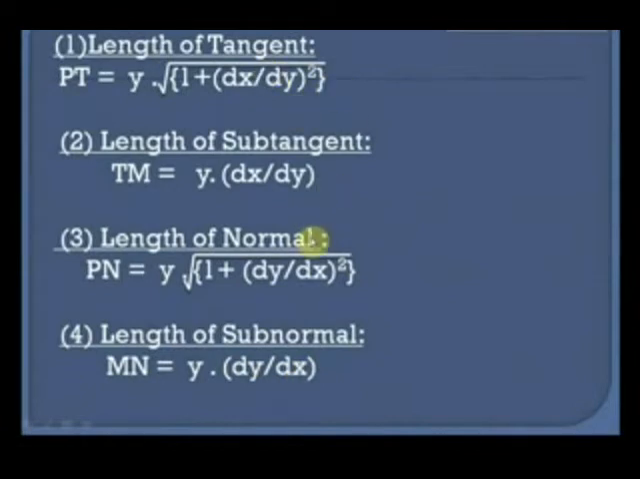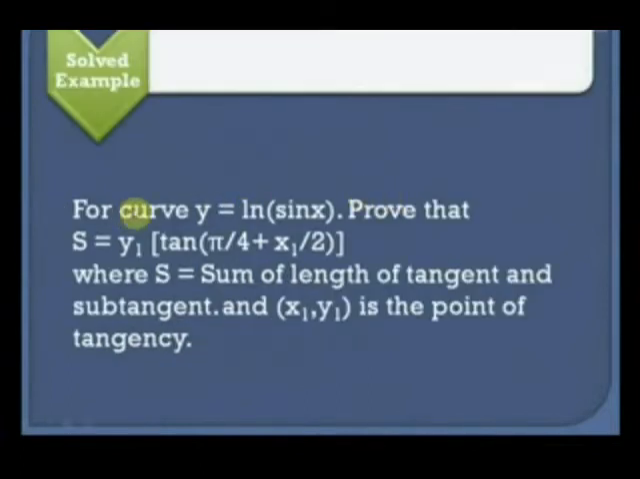So these are the expressions for length of tangent, length of subtangent, length of normal and length of subnormal. Now let's see an example. For the curve y equal to ln of sin x, prove that s equal to y1 into tan of pi by 4 plus x1 by 2, where s is equal to the sum of length of tangent and subtangent, and x1 comma y1 is the point of tangency.